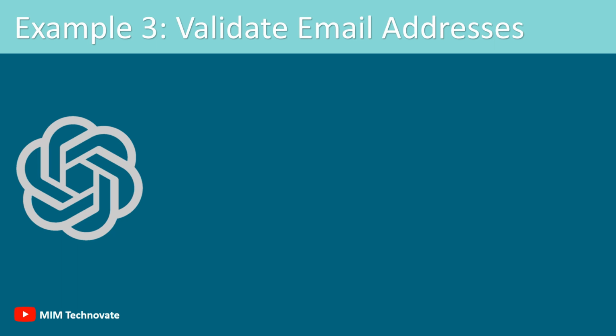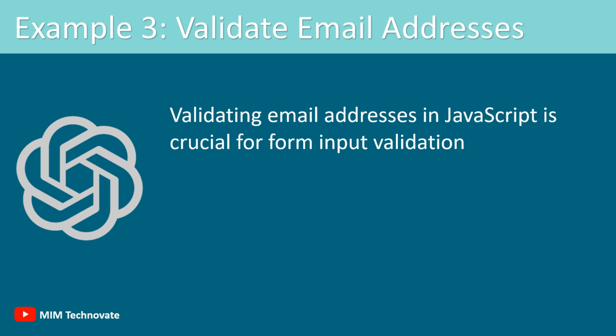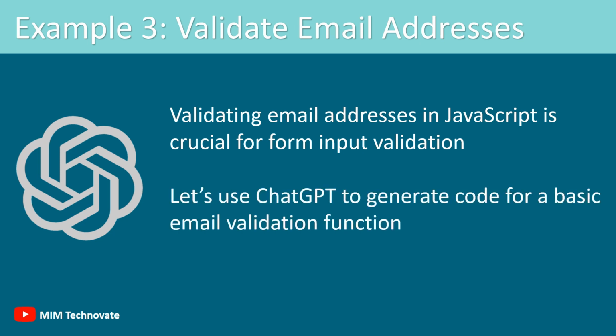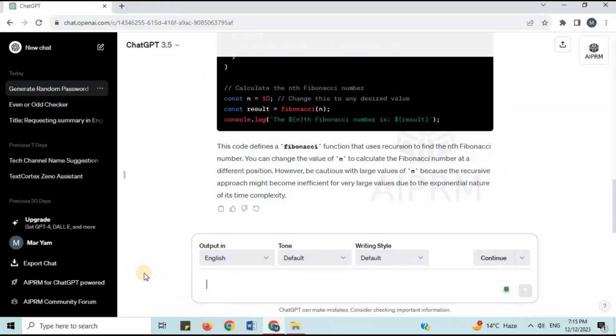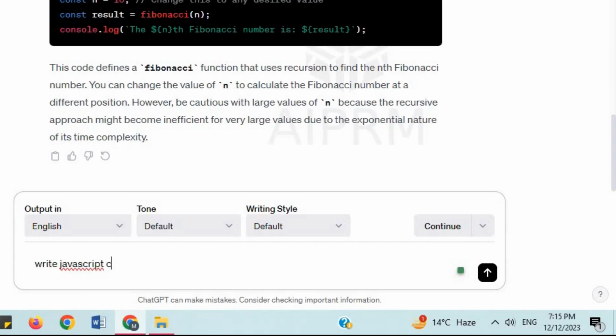Example number 3. Validate email addresses. Validating email addresses in JavaScript is important for form input validation. Let's use ChatGPT to generate code for a basic email validation function. I will say, write JavaScript code to validate an email address using a regular expression.